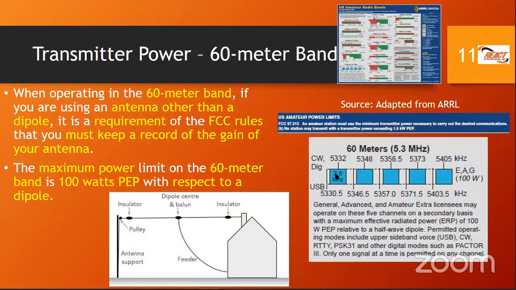It's channelized, as we said before. Remember the 60-meter band, it's not VFO. You can't just tune to any frequency. It's channelized, very specific. Whether you're doing digital modes or CW, you have to use a specific frequency. If you're using single sideband USB, it's a particular frequency, and there are 5 of them. 1, 2, 3, 4, 5.